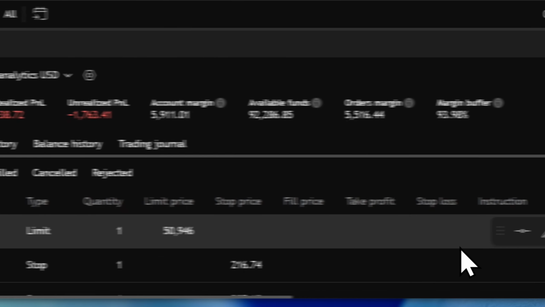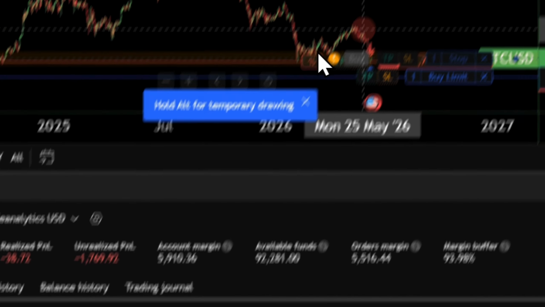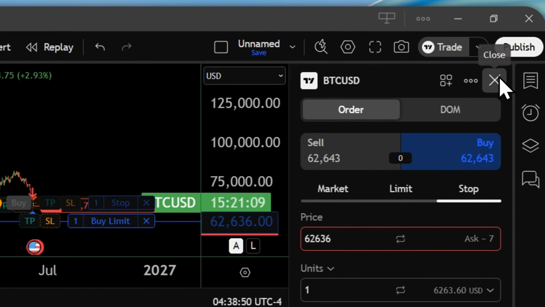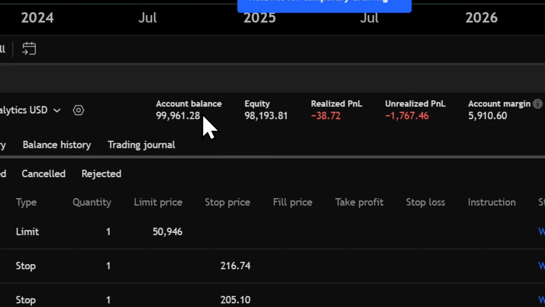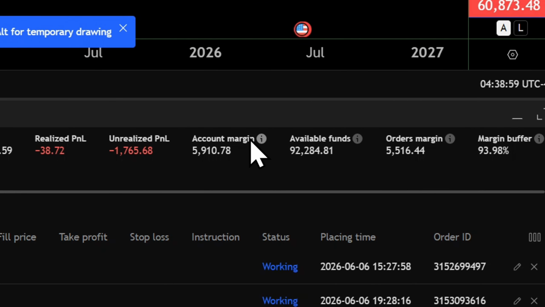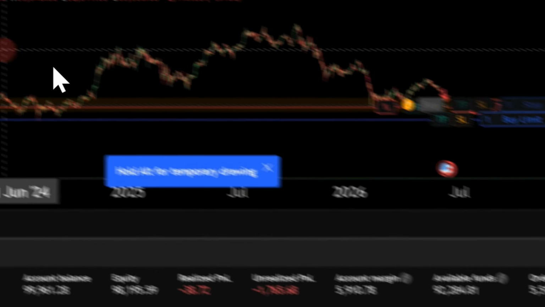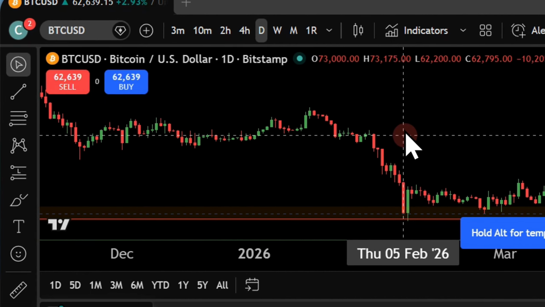Nothing you do here affects real money. This is a practice environment. But here's what makes it valuable. The prices are real. The charts are real. The market conditions are real. The only thing that's not real is the money. This allows you to learn without the financial pressure that often causes beginners to make emotional decisions.